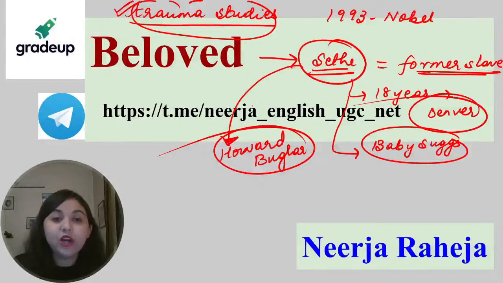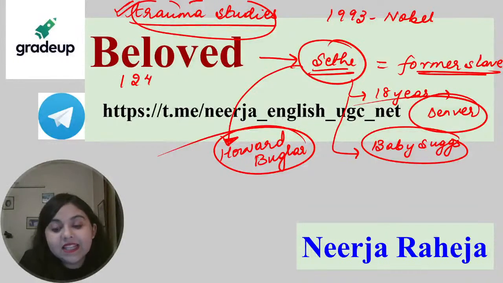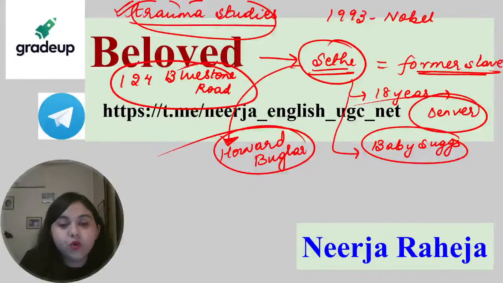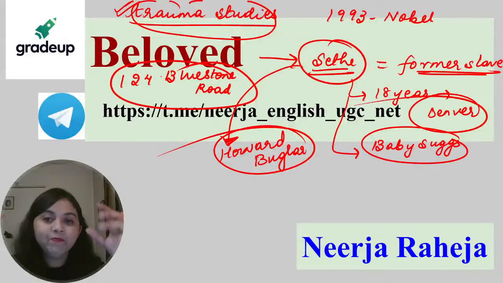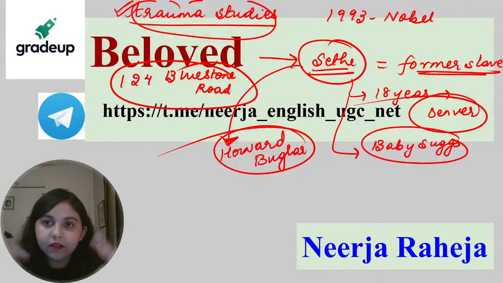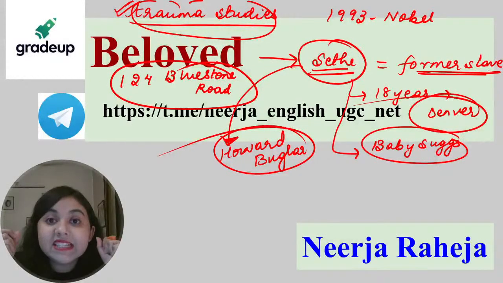The ghost is actually haunting, and this is the opening line, 124 Bluestone Road, a road where we are able to see that the ghost is haunting. And so Seed believes that Howard and Buglar escaped because they were worried about the ghost. But no, Howard and Buglar actually loved the ghost, because it's believed that the ghost was their younger sister. And you know what is very chilling? The chilling account is that even the ghost is scared of the siren.